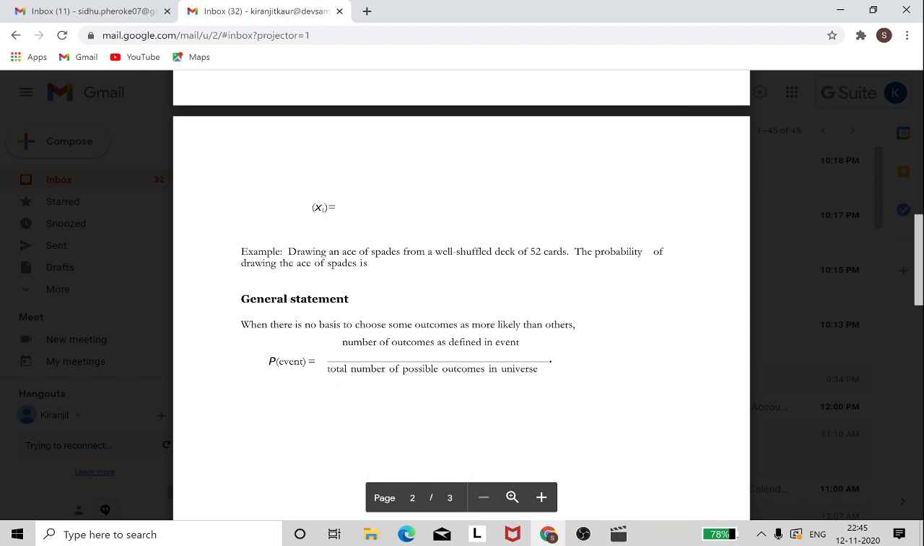So that is all about basic definitions and notations of probability.